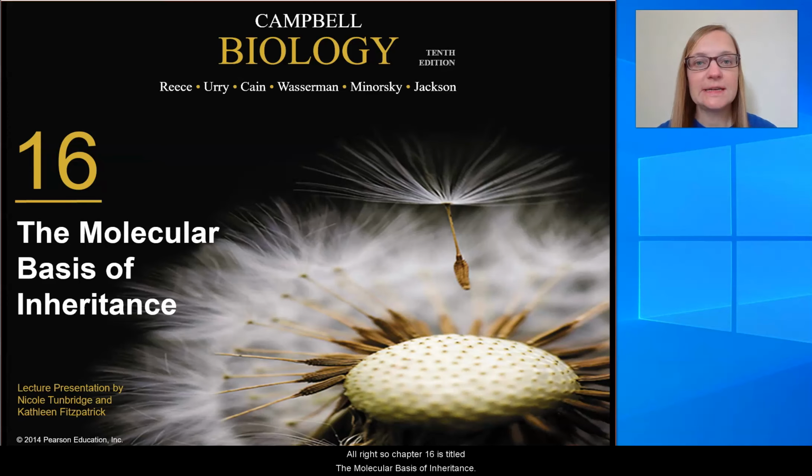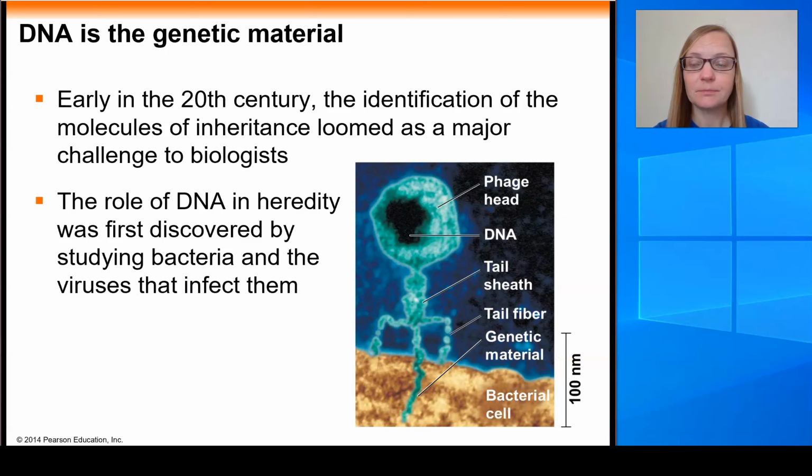All right, so chapter 16 is titled The Molecular Basis of Inheritance. Pretty much, we're going to be talking about DNA. We're going to review the structure of DNA, talk a little bit about the history behind the discovery of the structure of the DNA, and then primarily the rest of the chapter will be looking at how DNA is replicated or copied during S phase of the cell cycle, right before a cell goes through cellular division, either mitosis or meiosis. So a little bit of background.